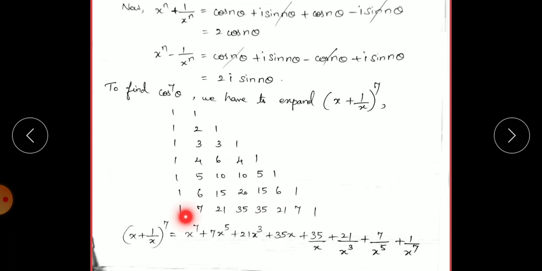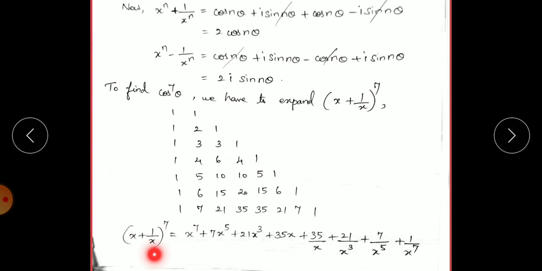Again on this side the extreme value is 1. So 1 plus 6 is 7, 6 plus 15 is 21, 15 plus 20 is 35, 20 plus 15 is again 35, 15 plus 6 is 21, 6 plus 1 is 7, then 1. Okay, this is the Pascal triangle. We have to stop at the 7th step because the power is 7. If the power is 6, you have to stop at the 6th step. If it is 5, you stop at the 5th step.